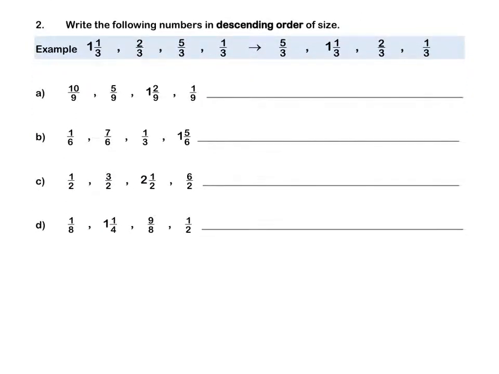Question 2. Write the following numbers in descending order of size. Descending order of size from big to small. 1 1/3, then we have 2/3, 5/3 is equal to 1 2/3, and finally we have 1/3. Therefore, in descending order of size, here is our biggest number, so we have 5/3, then 1 1/3, then 2/3, and finally 1/3. Pause this video to complete question 2 by yourself.